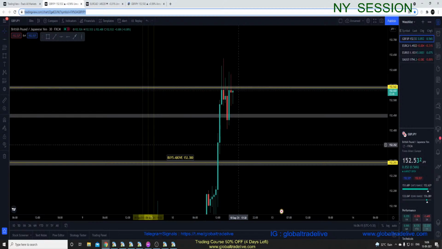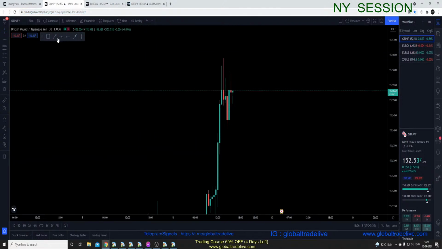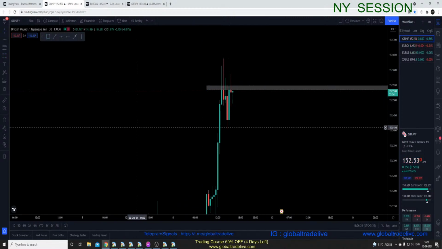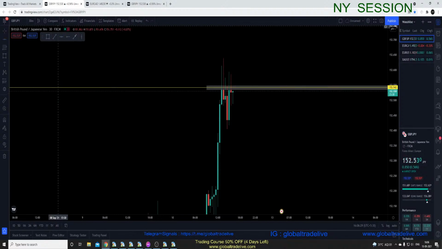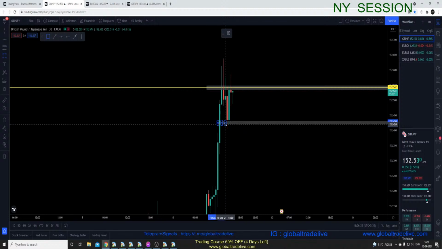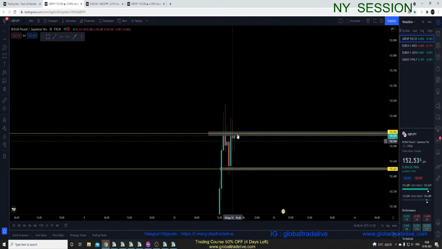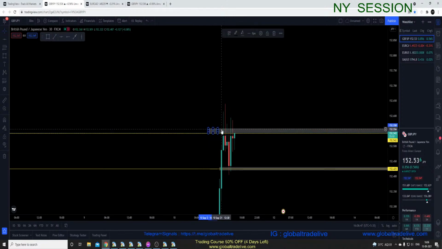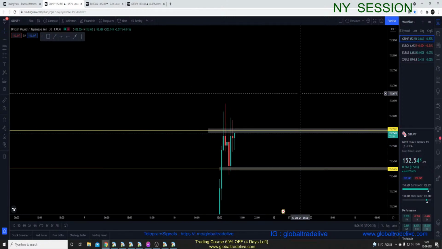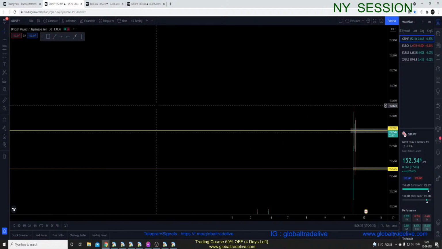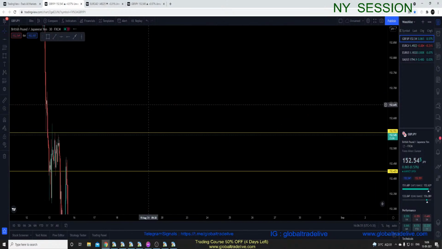So here in GBP, let me just remove everything from the graph again and reanalyze the graph. Okay, so we have a resistance formed at this point and we have a support formed at this level. So below this support over here we have a clean range, and above this resistance over here we also have a clean range. Let me just move it to, yeah, this is good. So now let's just check how big this range is.